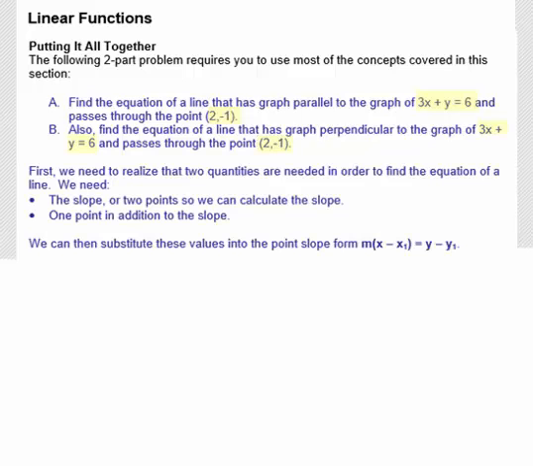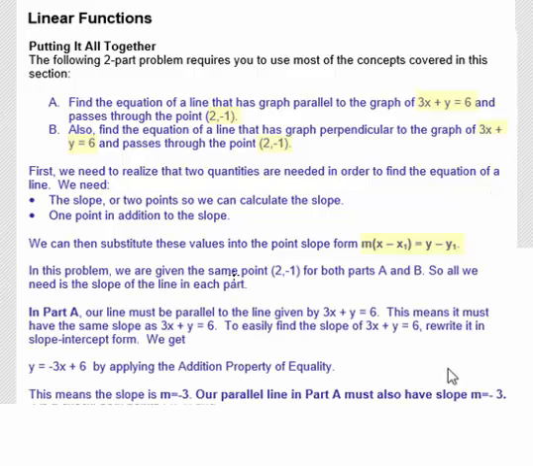And to find the equation of any line, we need 2 things. We need the slope and we need 1 point. And once we have the slope and 1 point, we can plug those values into the point slope form m times (x minus x1) equals y minus y1. Well, we have our (x1, y1). It's the given point, (2, -1). So we have that component. Now we just need the slope in each part.